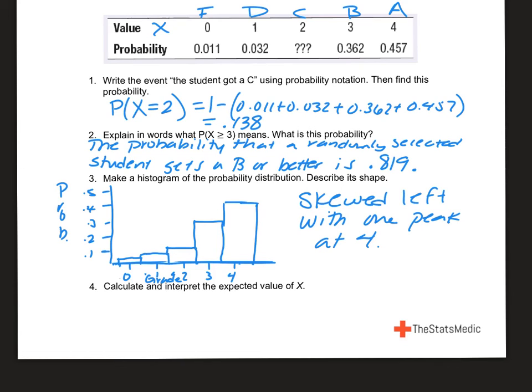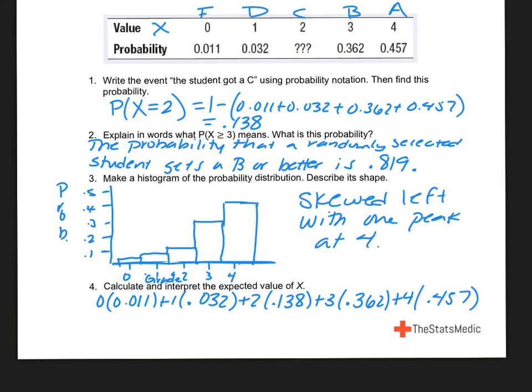And then 4 says calculate and interpret the expected value of x. So the expected value should be 0 times 0.011 plus 1 times 0.032 plus 2 times 0.138 plus 3 times 0.362 and then plus 4 times 0.457. And so this gives me a value of 3.222.